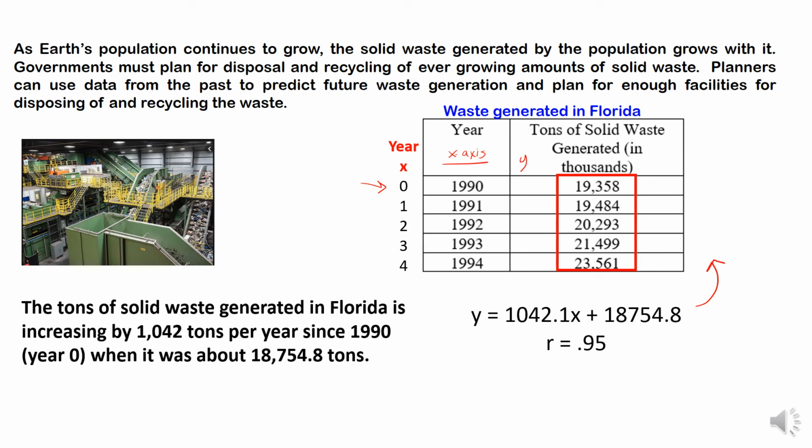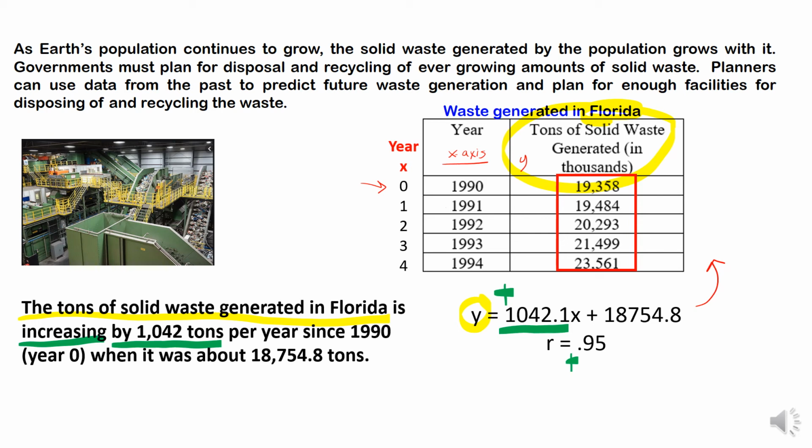So the first one is the tons of solid waste generated in Florida. That is our Y. Okay? It tells us right there. And we added the Florida because it told us that up here in the introduction, in the title of the table. Okay, so the tons of solid waste. So Y equals, the next number that we come up with is increasing. Well, we know that because this is positive, right? And we also have a positive R, so that helps as well. Increasing by 1,042 tons. So that is our slope. It's increasing by 1,042 tons, okay?